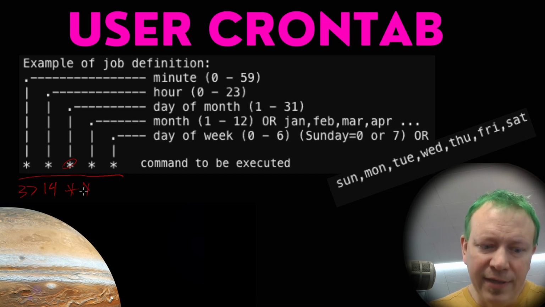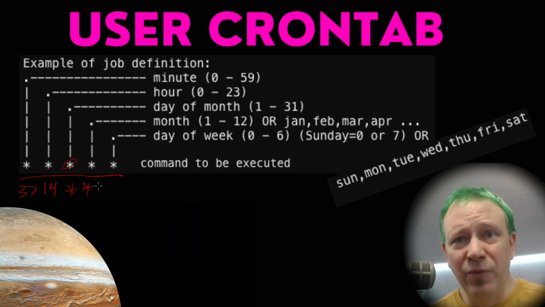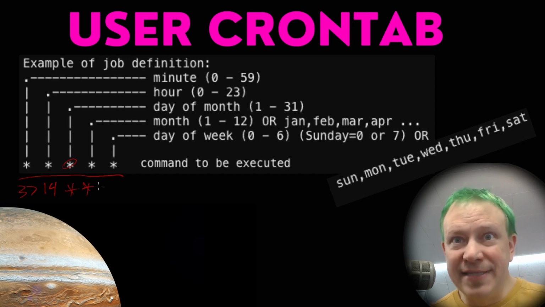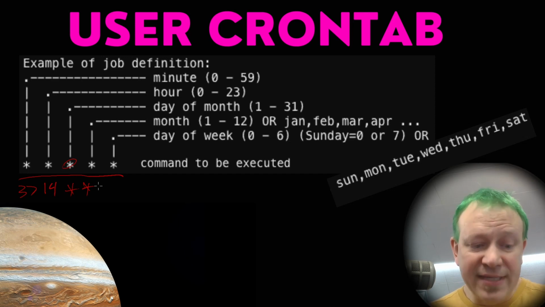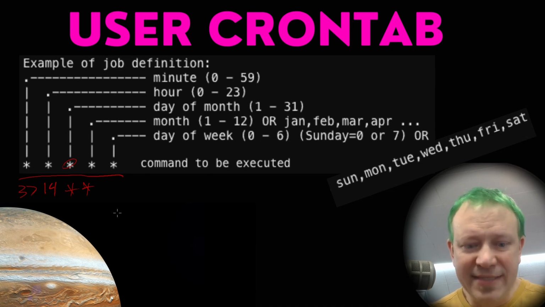So again, you would put an asterisk there. And then the last one is what day of the week. So let's say that we wanted to have this happen every Wednesday at 2:37 p.m. Well, then if we put a star here, it would happen every day. But if we just want it to happen every Wednesday, then we would say, okay, what number is Wednesday?